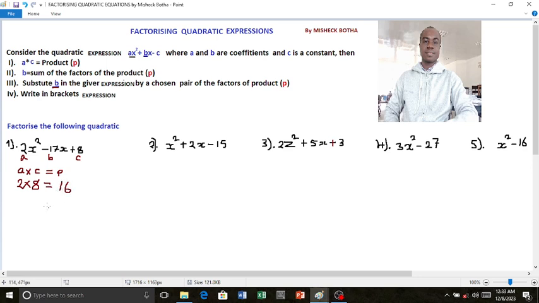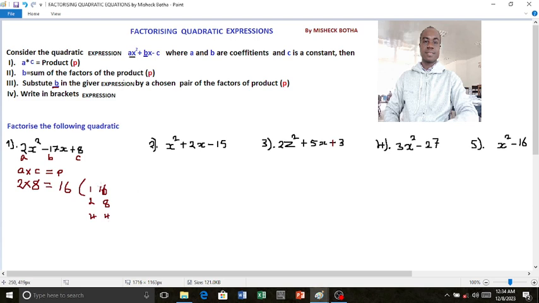Now we need to find, among the factors of 16, the pair which will give us the product p and also the sum b. So we know that among the factors of 16, we can have 1 and 16, which is one pair of the factors of 16. We can also have 2 and 8. We can also have 4 and 4.